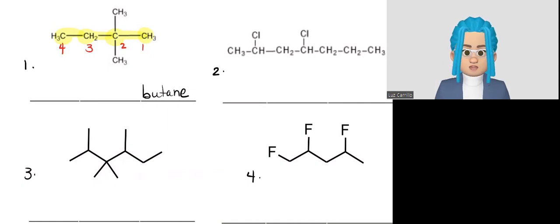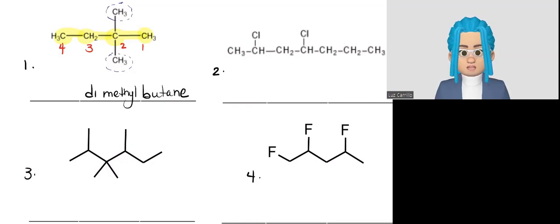My substituents are CH3s. This is called a methyl group. Since I have 2 of them, I'm going to put the prefix di. And both of them are on position 2. So this is 2,2-dimethylbutane. Let's move on to the example below.